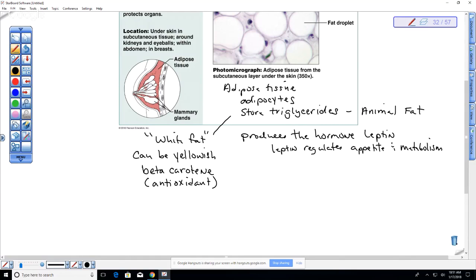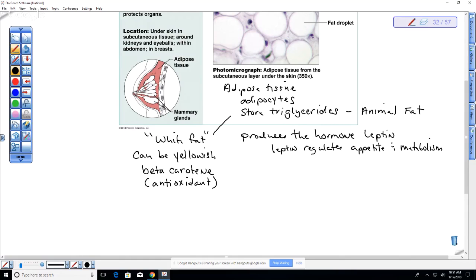Right? So white fat would be breaking down those triglycerides and releasing them. And so sometimes that produces free radicals, which can damage cells and tissues and DNA. And so beta carotene is an antioxidant for that. So we can put beta carotene in our fat to help protect it against free radicals that are produced when we metabolically take triglycerides and start to break them down to produce energy.